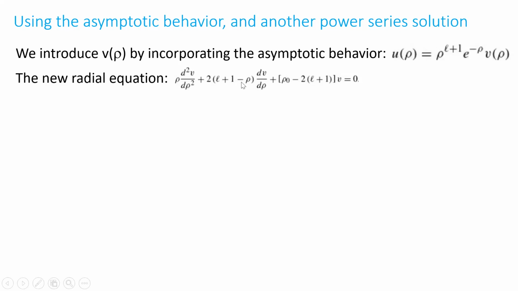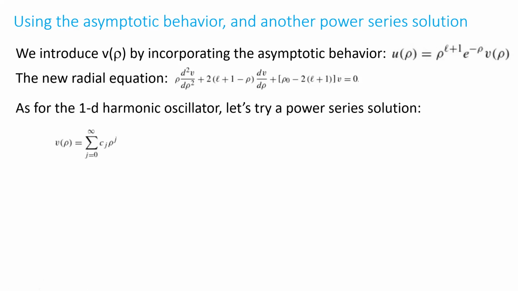So it's a tricky one, just like the harmonic oscillator differential equation was. So we're going to use a power series solution, which is one of our most powerful techniques for solving difficult differential equations. So as for the 1D harmonic oscillator, let's try a power series solution. We let v of rho be equal to the sum from j equals 0 to infinity of coefficient c_j times rho to the j. So it's a power series in our independent variable rho, with all powers of rho, each with a separate coefficient.